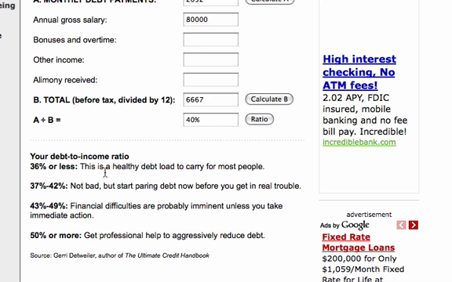If you have a debt to income ratio of 40%, what that is going to tell the mortgage company is that if they can give you a loan modification, that'll get you down in this healthy debt area, and that would be a good thing to do.